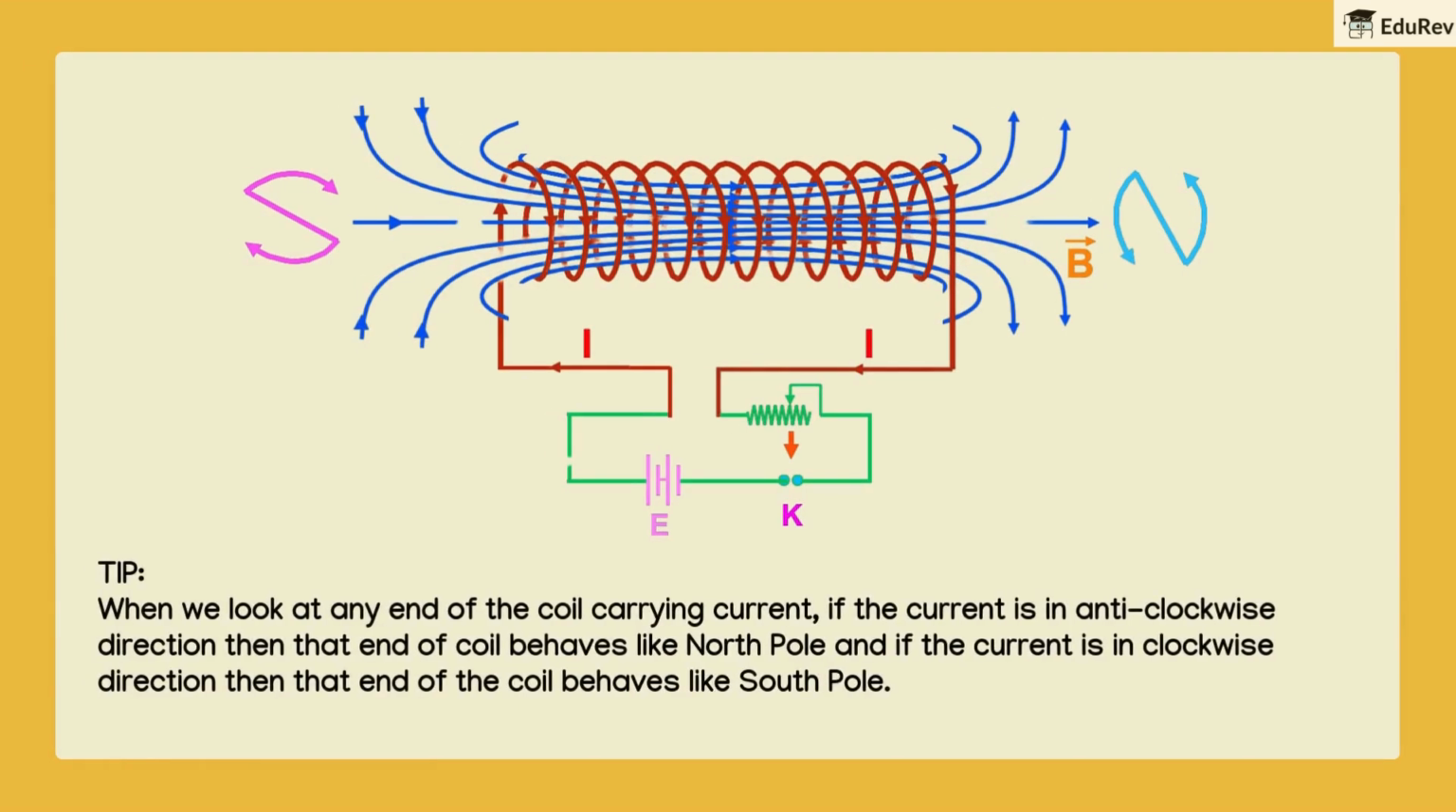TIP. When we look at any end of the coil carrying current, if the current is in anti-clockwise direction, then that end of the coil behaves like north pole. And if the current is in clockwise direction, then that end of the coil behaves like south pole.